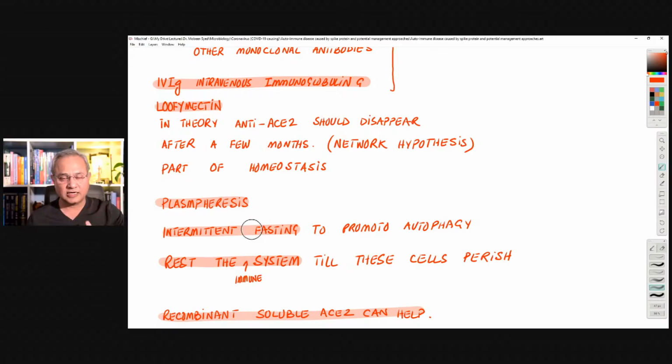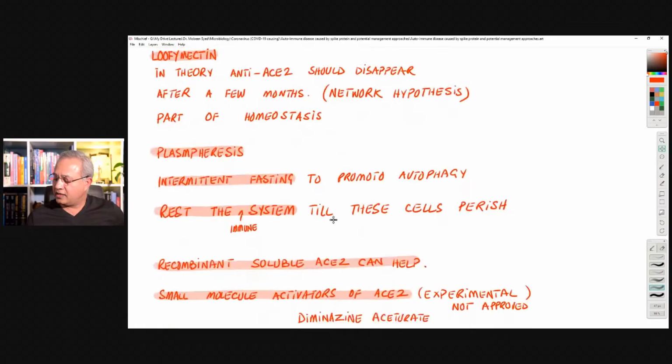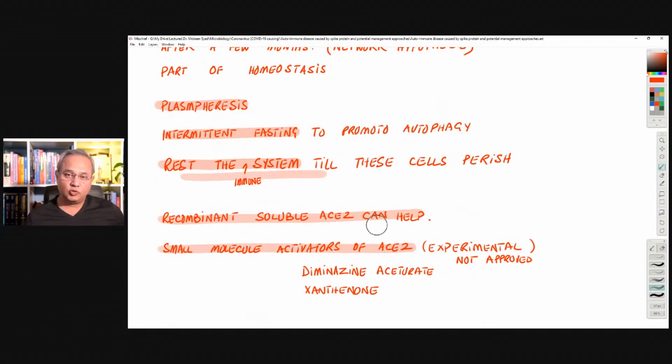So if you give it enough time, it can go away. But to give enough time, you have to make sure that the damage is prevented. And for that, you're giving steroids and other anti-inflammatories. Intermittent fasting may also be useful. Rest the immune system in whatever way you can.